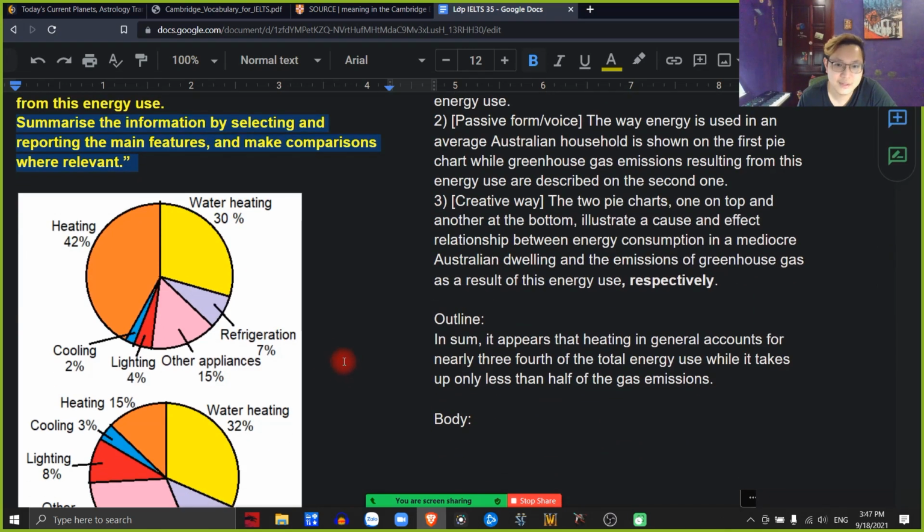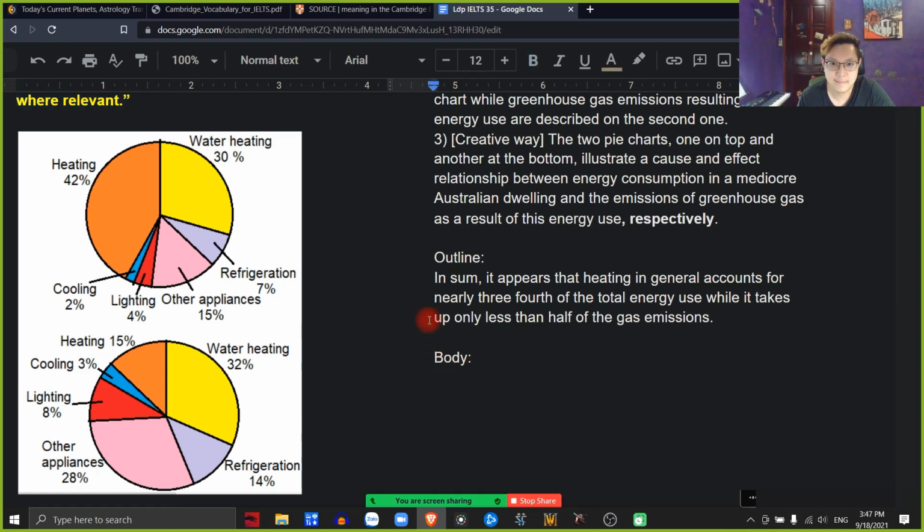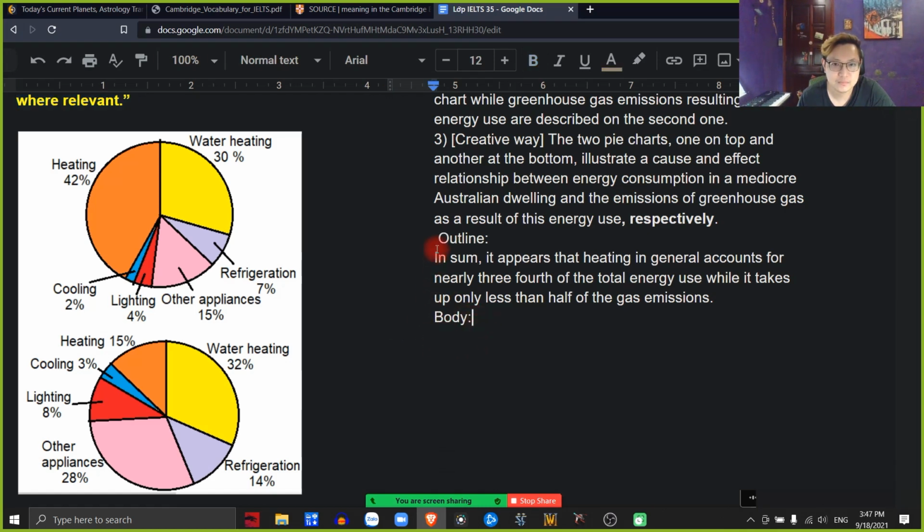Now, so go into details in the body. What can you do? We can compare things that are similar, or we can compare things that are different.